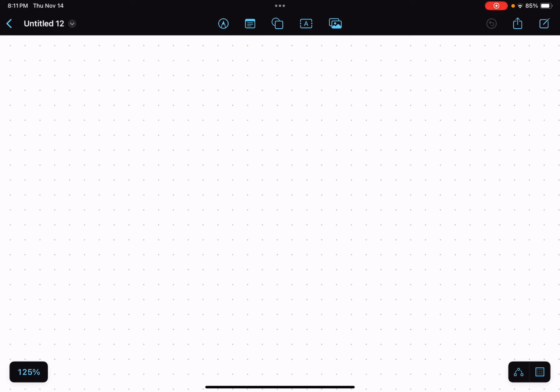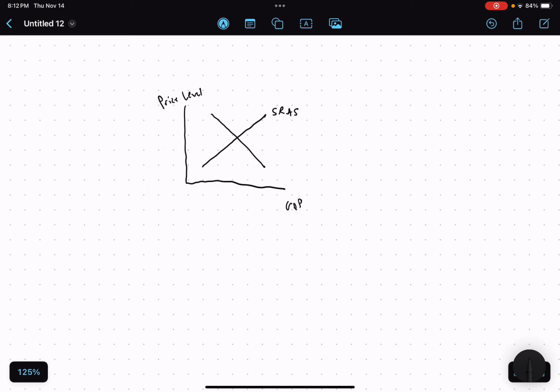So this is how you could graph an inflationary gap in macroeconomics. Usually these graphs will consist of the price level on the y-axis and real GDP on the x-axis. And basically you just want to start with the short-run aggregate supply curve, which runs just like the supply curve on a normal graph, and also the aggregate demand curve, which also runs like the aggregate demand curve on a normal graph.